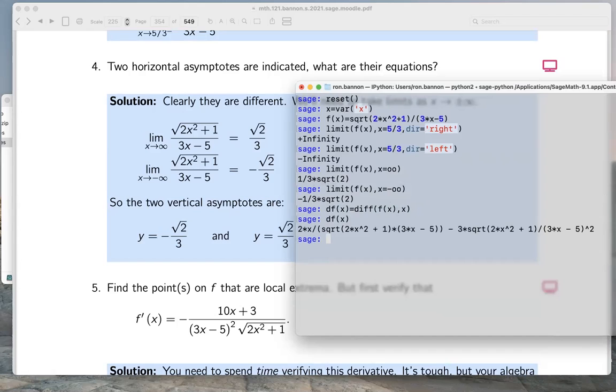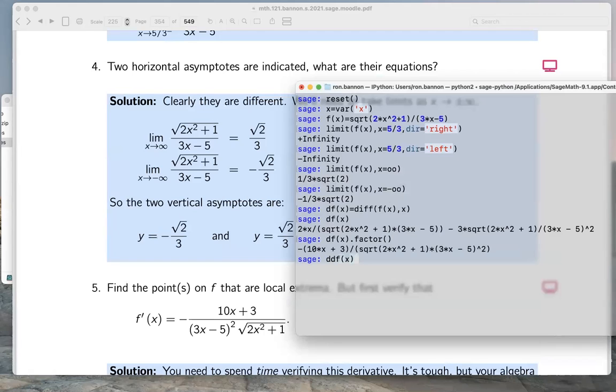Oh, I don't know if that's right. So let me see if I can do full simplify in that. Or I'm going to do factor. I have no idea what's going to happen. Wow. Same answer. Minus 10x, the opposite of 10x plus 3 over the square root of 2x squared plus 1. Same answer. That's incredible.